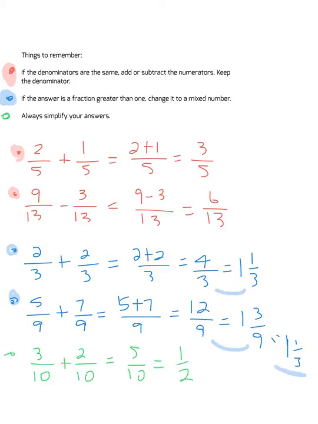And then this ties into our last thing to remember: you do need to simplify 3/9 into 1/3. So we have one practice problem for that. 3/10 plus 2/10 is 5/10, which can be simplified to 1/2.